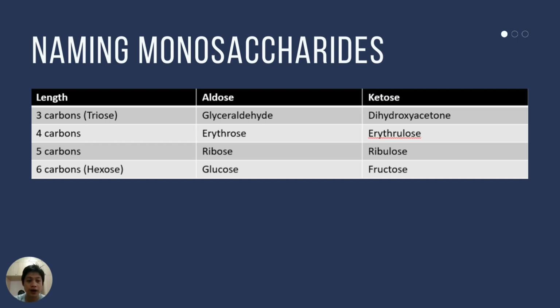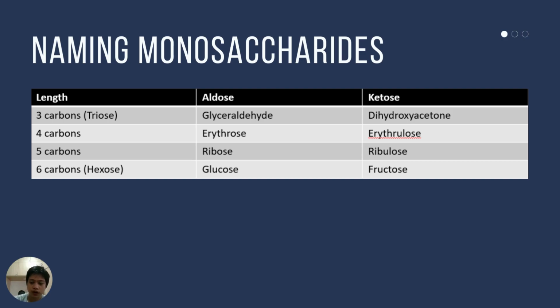5 carbons, ribose, and that's the aldose form. Ketose form would be ribulose. 6 carbons, which we commonly encounter. Ang aldose dito is glucose. Ketose, for 6 carbons would be fructose. So dito pa lang, maiintindihan niyo na that glucose is an aldehyde-containing sugar and fructose is a ketone-containing sugar.